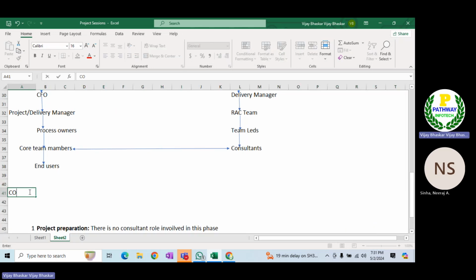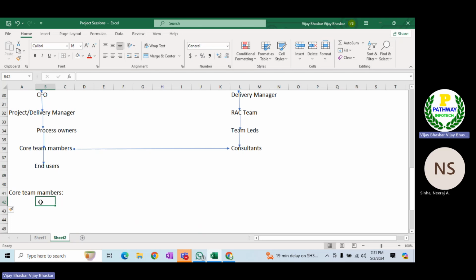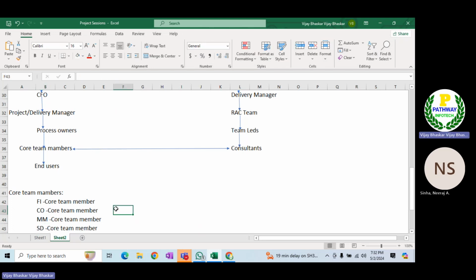Okay, now coming to the core team member structure. How will the core team members be there? We have an FI core team member, then a CO core team member will be there, an MM core team member will be there, and an SD core team member will be there. So each and every module will have separate core team members.